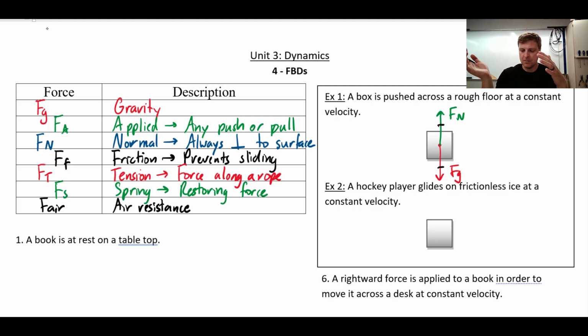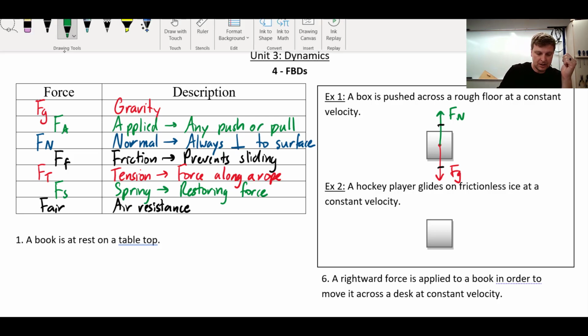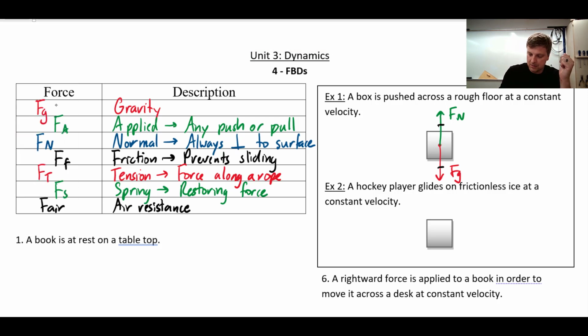Now it says we're pushing this box across a rough floor at a constant velocity. So since we're pushing the box, there must be an applied force. I'm just going to say that the box is being pushed to the right, so I'll make a little applied force here, call that FA, pushing it to the right. And it's a rough floor, so it makes sense to me that there would probably be some friction as well. And friction would be back and to the left.